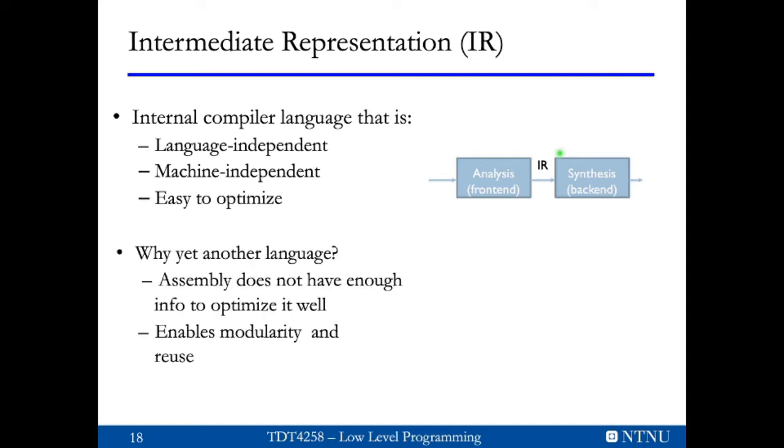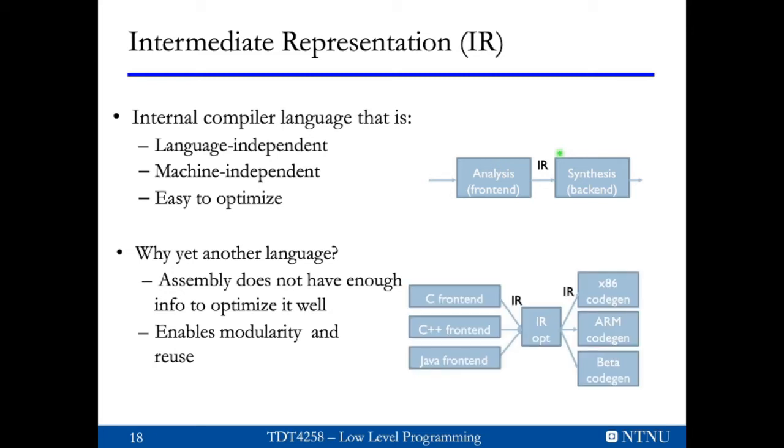So why do we want another language? Early compilers directly generated assembler code from your source code and were happy with this. But this made it hard to optimize information. For example, if you generate machine code, assembler code for ARM, you don't have any type information left. So you don't know if this data you're operating on is actually an integer or just a character or something else. So assembler code does not have enough information to optimize the code well. Intermediate representation retains some of this information, so you can do more reasoning about the semantics of your code, and you also enable modularity and reuse.